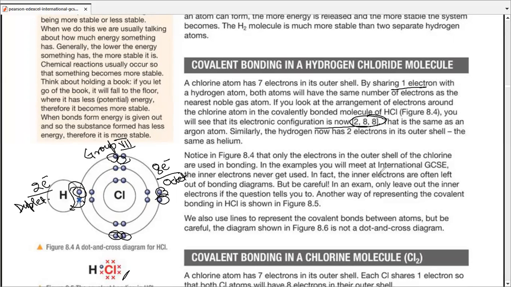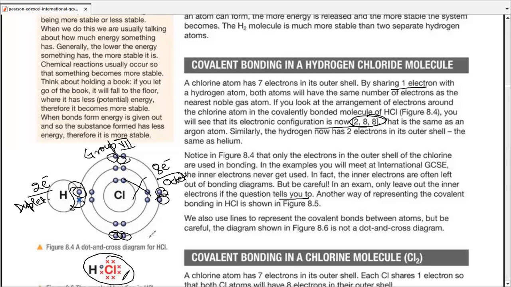Remember, in IGCSE, most of the time they are going to ask you to draw the dot and cross formula with the help of outermost electrons. In that case, there is no need to draw the inner electrons. But be careful: only leave out the inner electrons if the question tells you to. There might be a question that asks you to draw all the electrons. If they do, that means you need to draw the inner electrons.